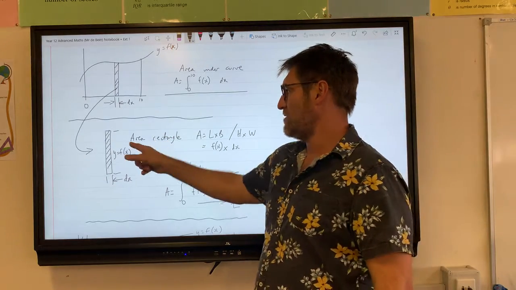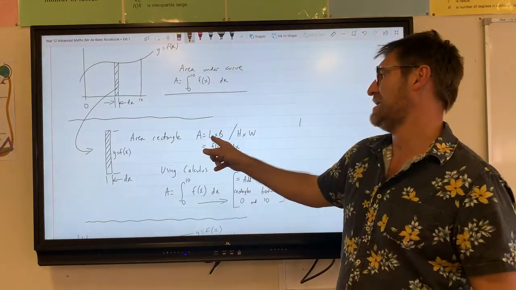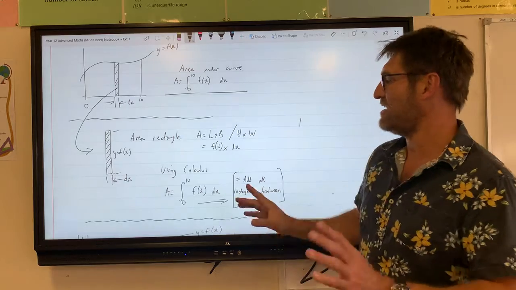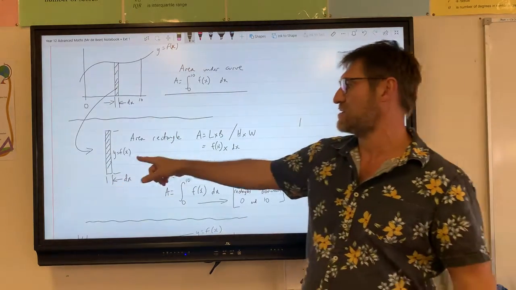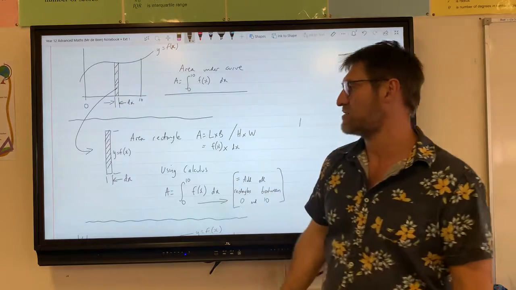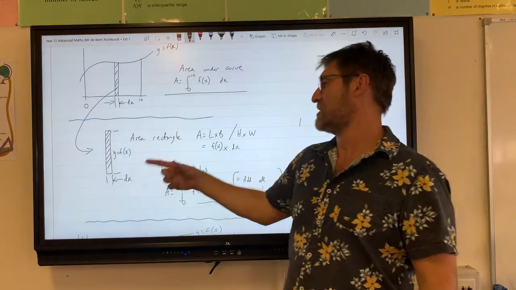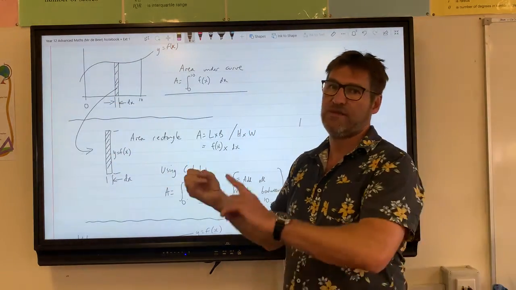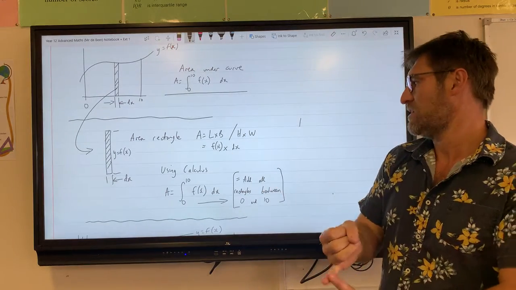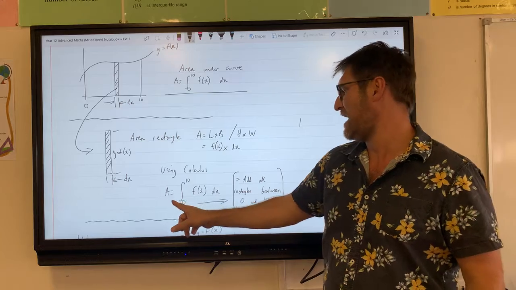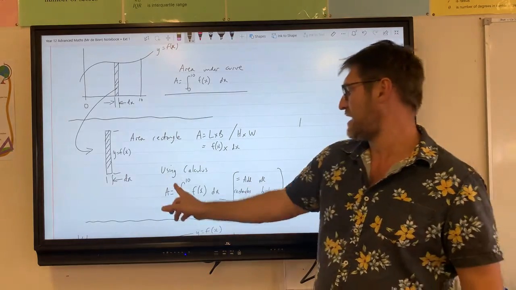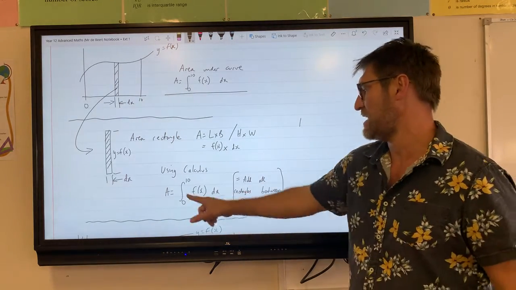The area of a rectangle is simply length times breadth, height times width, whatever it is. How wide is it? It's dx wide. How tall is it? It's y tall. It goes up to the y-axis. So y also equals f(x), so we can change the y's into terms of x's. So writing all that down using calculus, we can say I want to add up all the rectangles. That's what this calculus bit is saying.